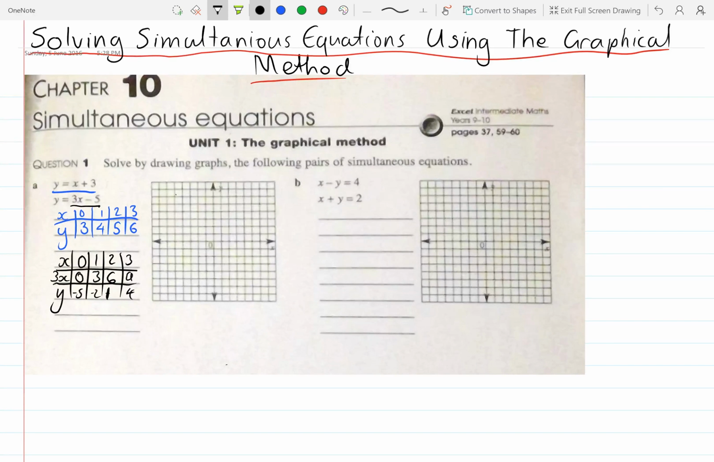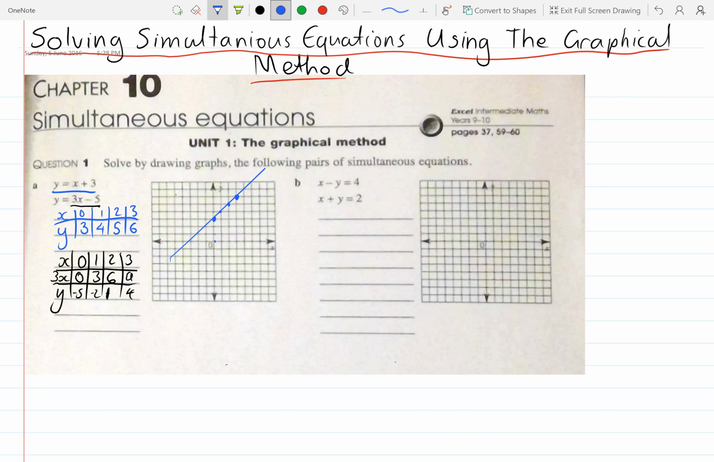So now what we do is we start drawing our lines. I'll draw the blue line first. 0, 1, 2, 3 up. 1 across, 4 up. 2 across, 5 up. 3 across, 6 up. And hopefully I can draw a straightish line on this. Cool, that gives us a line.